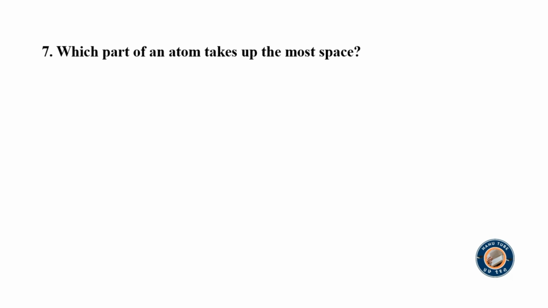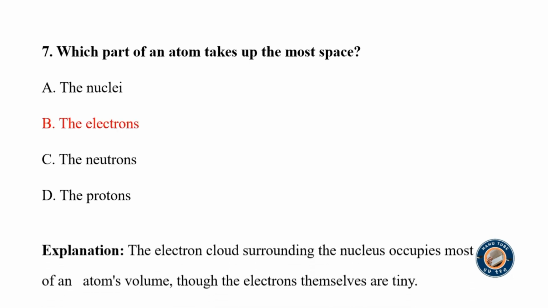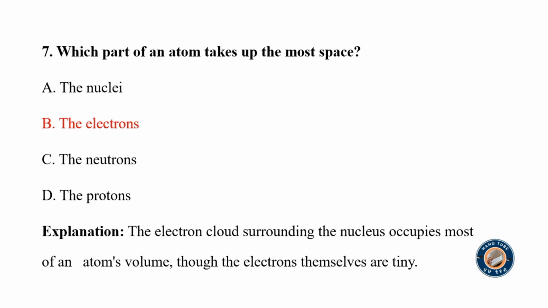Question number 7. Which part of an atom takes up the most space? A. the nucleus, B. the electrons, C. the neutrons, D. the protons. The answer is the electrons. The electron cloud surrounding the nucleus occupies most of an atom's volume, though the electrons themselves are tiny.